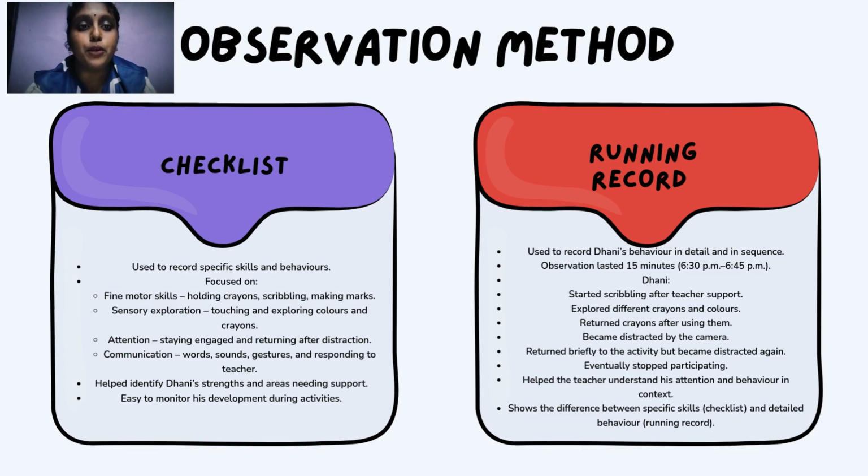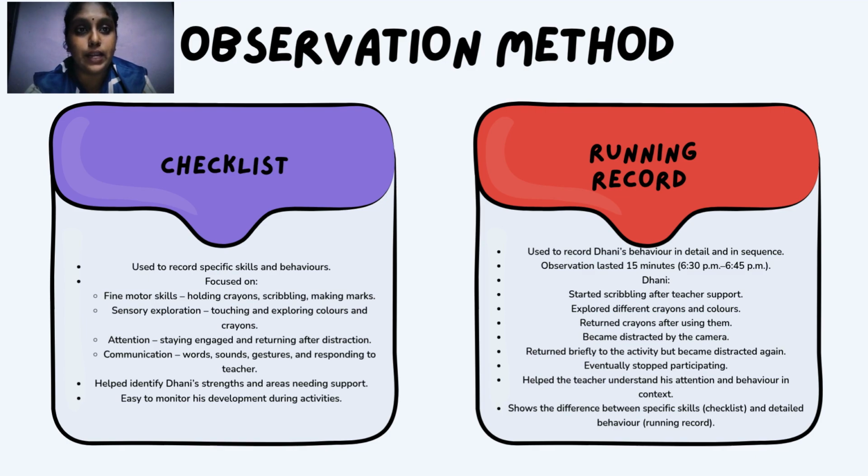I am going to explain the observation methods used in observing Danny, who is 2 years old. We use two methods: one is the checklist and the other is the running record. First, the checklist observation was used to record specific skills and behavior. We focused on Danny's fine motor skills, sensory exploration, attention, and communication. For example, we observed how he holds the crayons, scribbles on paper, and explores different colors. The checklist helps to identify his strengths and areas that may need more support.